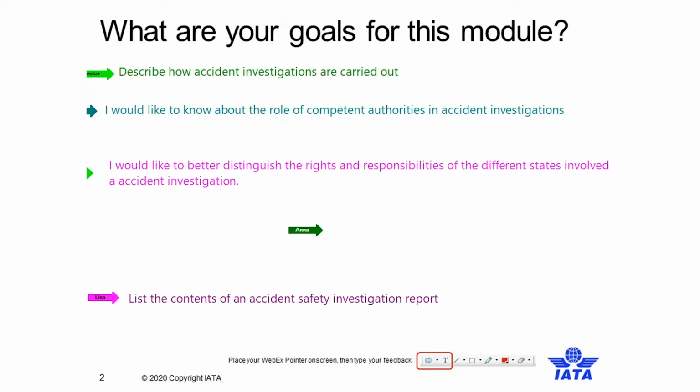Perfect, really good. So here we have different states. As an example, you can have the state of occurrence, which is where the accident has happened, or you can have the state of registry, the state in which the aircraft is registered. We'll be looking at that.